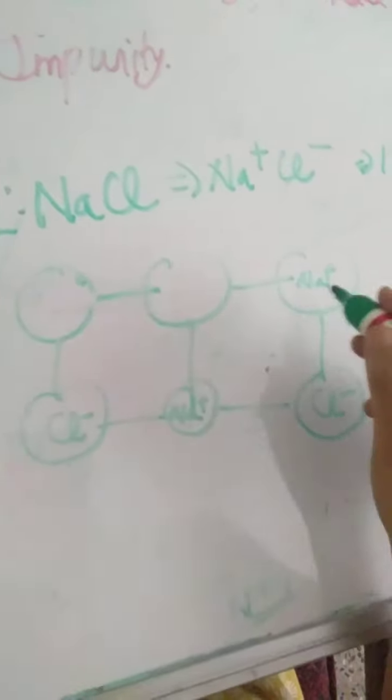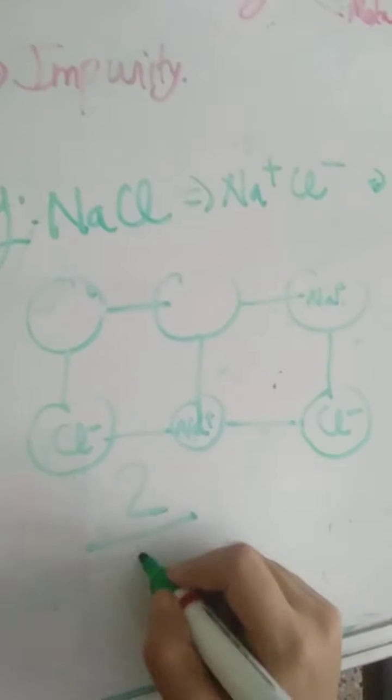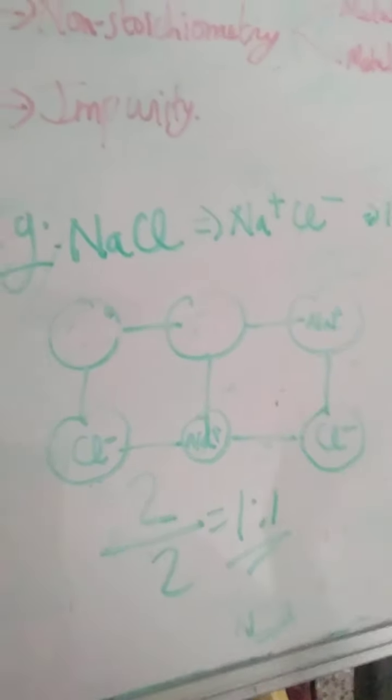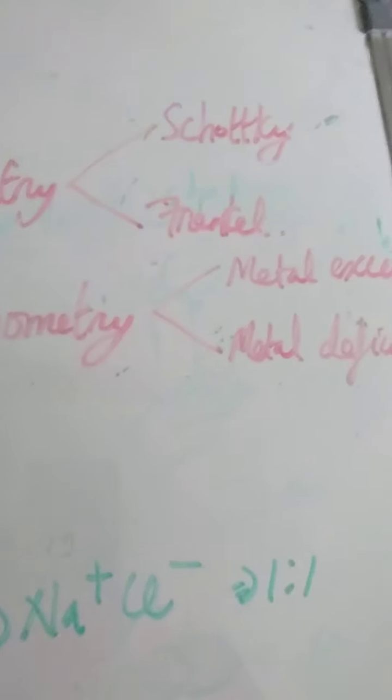So now also again, number of sodium ions 2, number of chlorine ions 2. So 1:1 is the ratio again. So there is no stoichiometric change. That is why we called it stoichiometric defect. Now there are two types, that is the Schottky and the Frenkel defect.